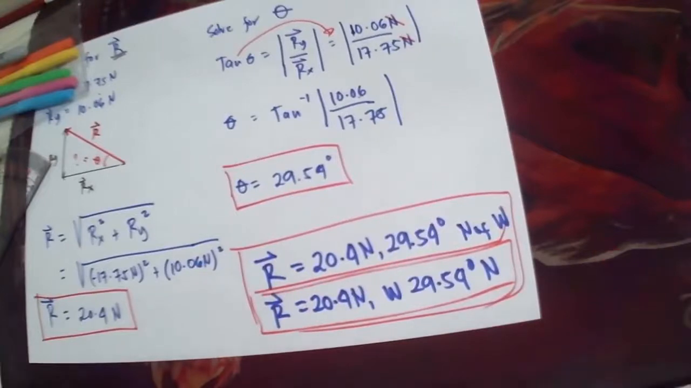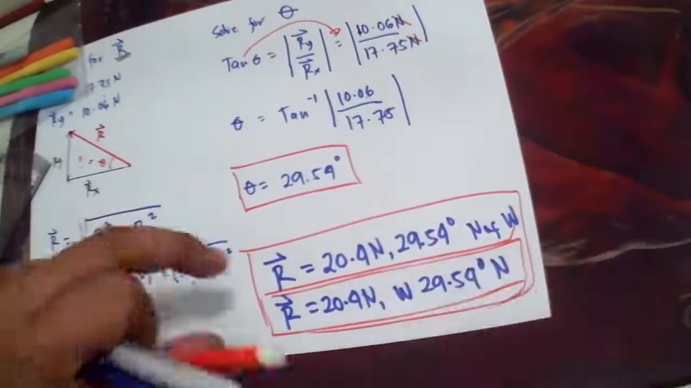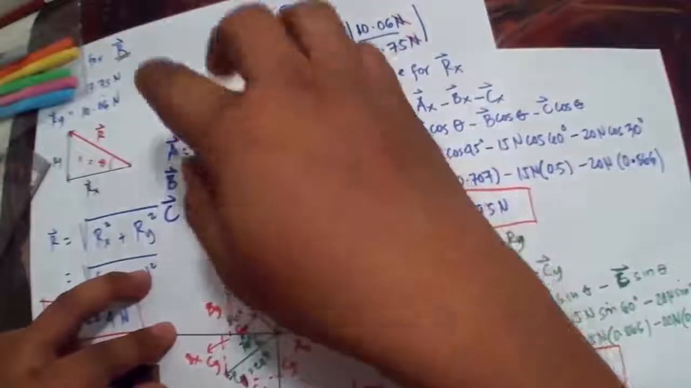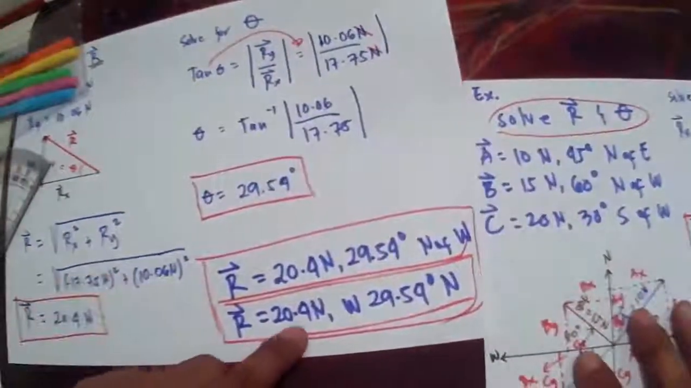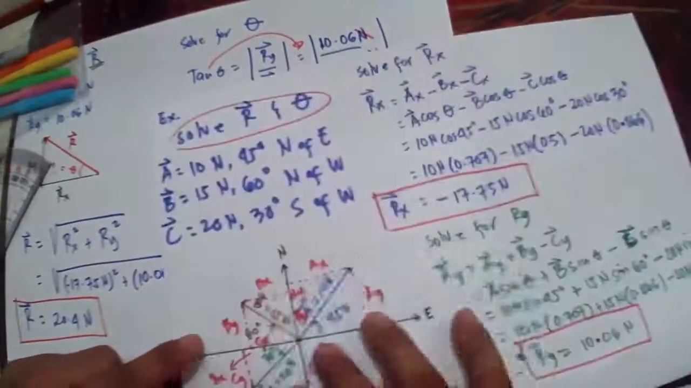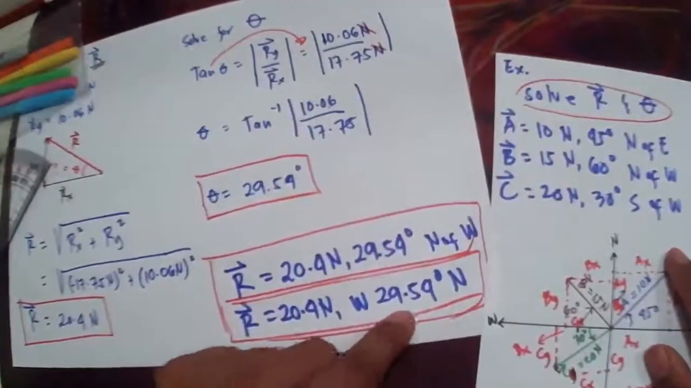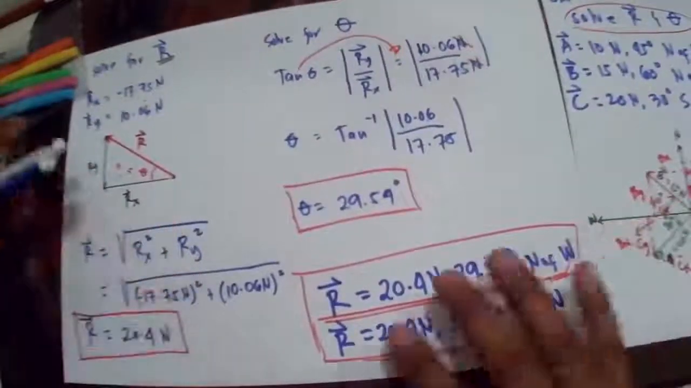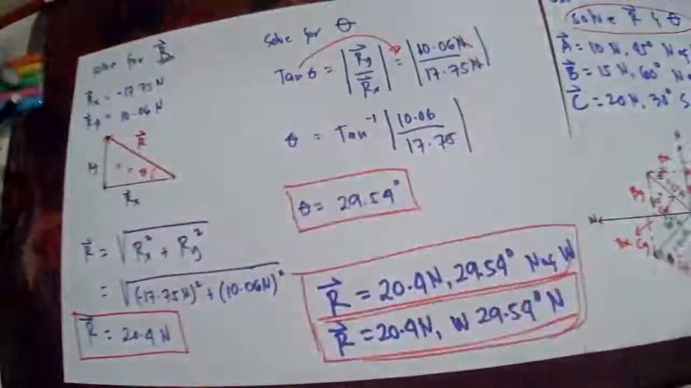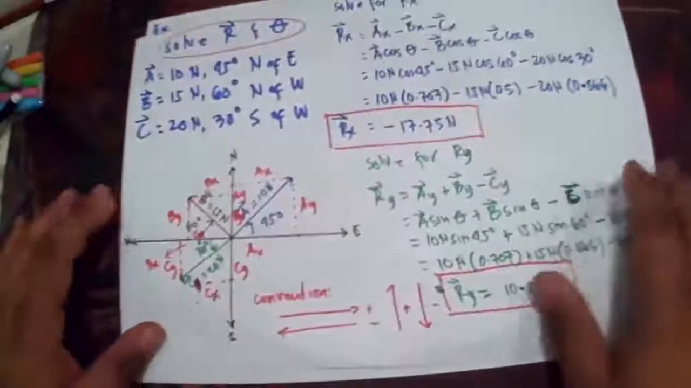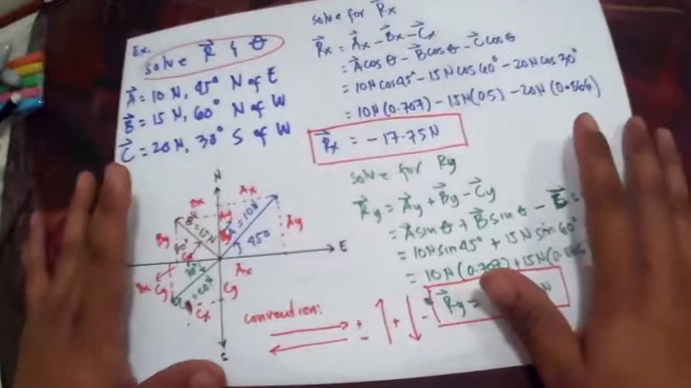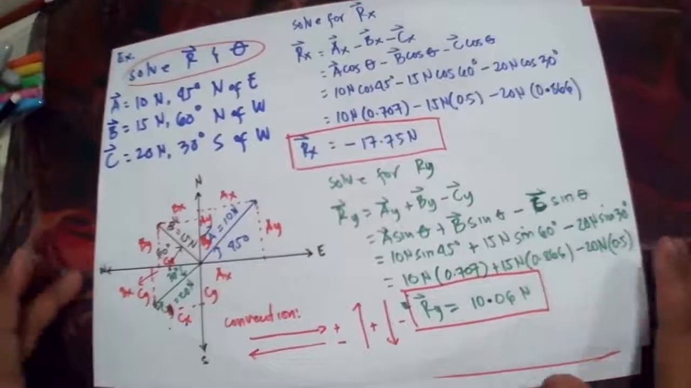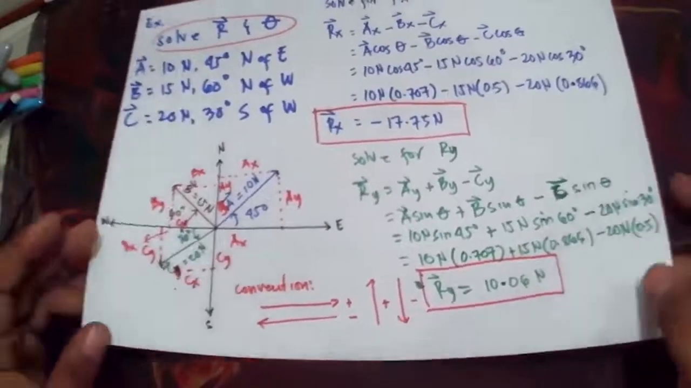So this is now the final answer. Meaning, the resultant vector of these three vectors is 20.4 newtons, and the direction is west, 29.54 degrees north. That would complete our solution in this problem. I will send you the picture, the JPEG copy of this, in our group chat, so that you can easily copy our solution here.